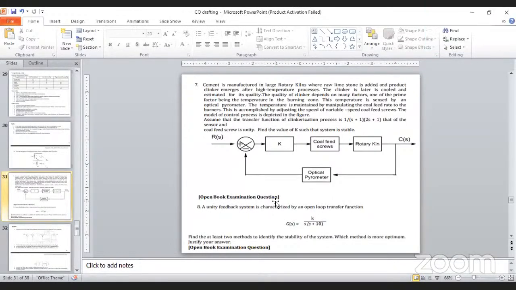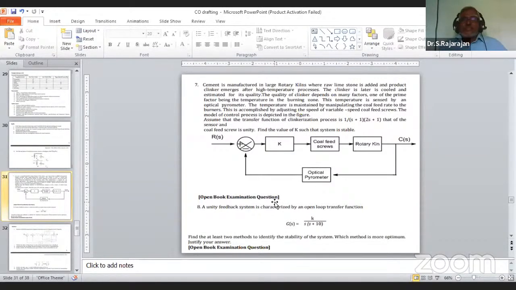This is the syllabus taken from GMR Institute of Technology, Rajam, in Srikakulam, Andhra Pradesh. They have given it very clearly as an open book examination. Even though you give the book to the students, this question cannot be answered as such.